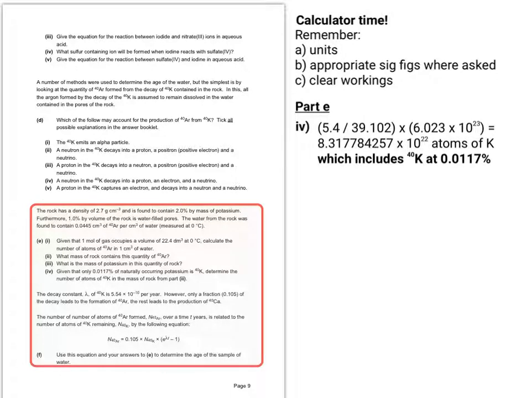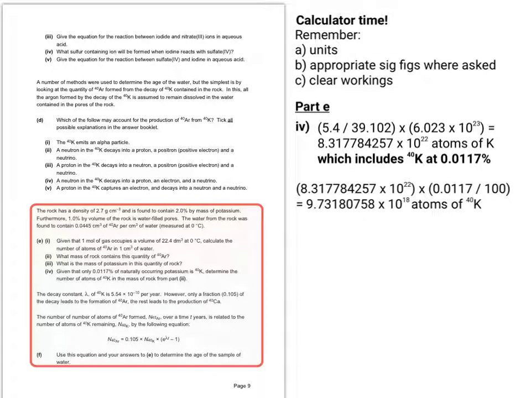So it asks us to determine the number of atoms of potassium-40 in the mass of rock. So we have to remember that there's 5.4 grams of potassium in the rock. So we take the moles of potassium and multiply it by Avogadro's constant to get the number of atoms of potassium, including potassium-40 at 0.0117%. So taking that percentage into account, we can calculate it as 9.73180758 times 10 to the power of 18 atoms of potassium-40 present.